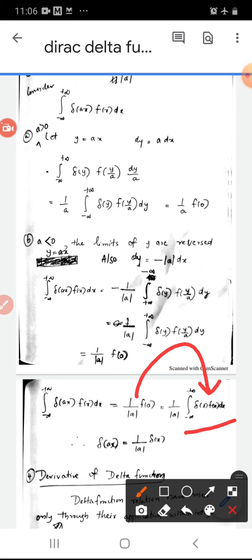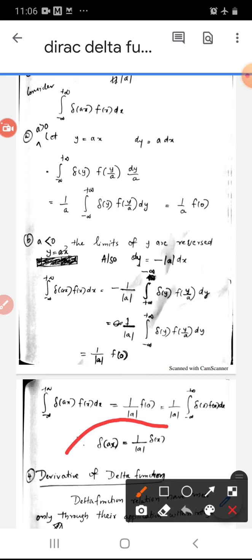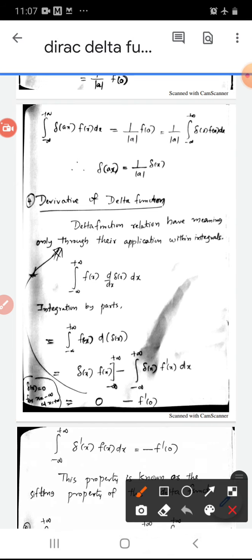So if you compare this and this, you compare this term and this term, you get what? The delta x as equal to 1 by modulus of a delta x. Okay, so you get this property of the Dirac delta function. Now we are taking the derivative of the delta function.